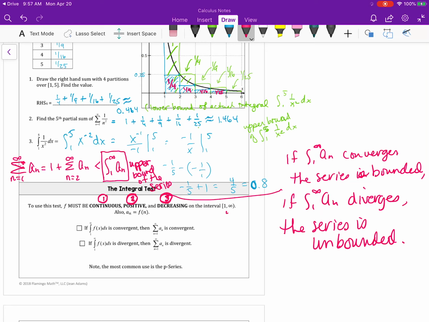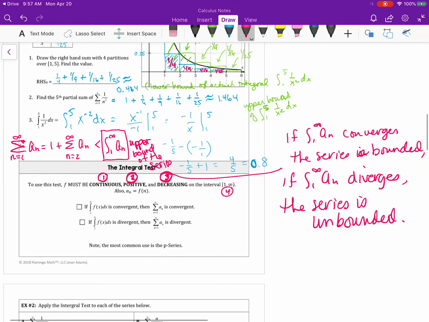So when we go to see our integral test definition right here, to use this test, f must be, number 1, continuous. Number 2, it must be positive. Number 3, it has to be decreasing. And number 4, it needs to be on the interval from 1 to infinity, right? So all 4 of these things need to be true before you can even use this test.